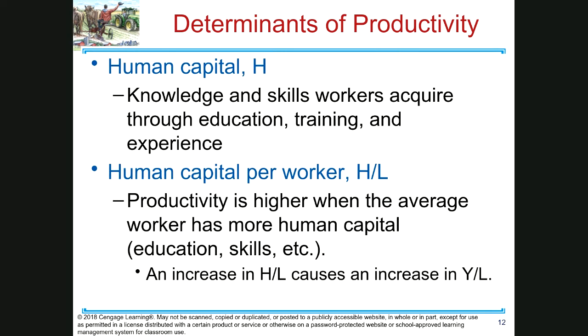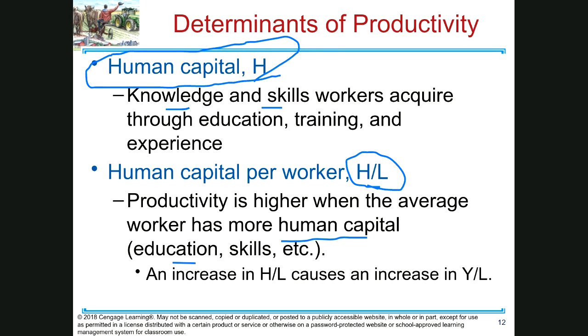Human capital. Remember, education is very important. If you get the labor and educate them, they can produce more. Knowledge and skill are acquired through education, training, and experience. That's the second ingredient. Then if you divide that human capital per worker, we get H divided by L. The higher educated the laborers, the higher the productivity. This is pretty much common sense. Productivity is higher when the average worker has more human capital. What do we mean by human capital? Education, skills, experience, etc. An increase in H/L then causes an increase in productivity.